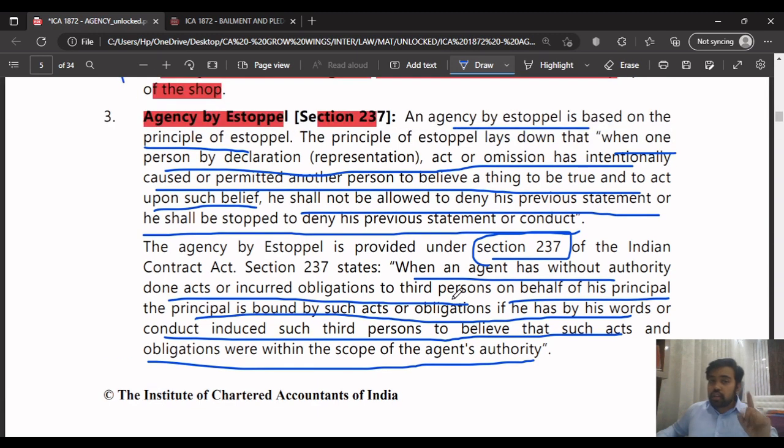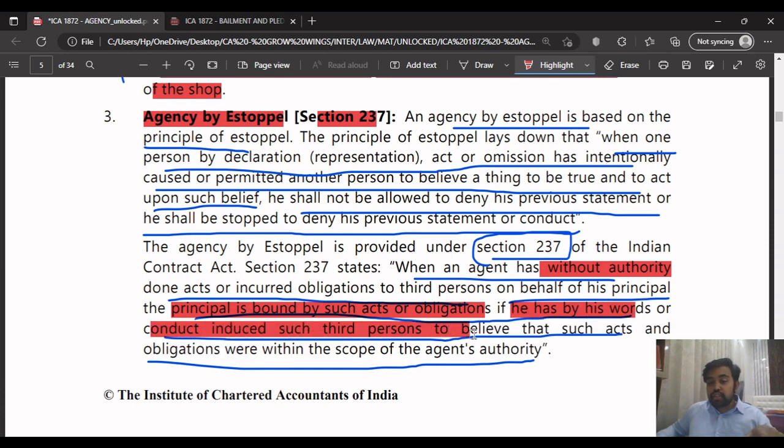A very important part of this sentence is this. What they are telling is the principal is bound by such obligations and acts of the agent who has acted without authority. But the principal will become bound if he has by his words or conduct induced third persons to believe that such acts and obligations were within the scope of the agent's authority. That means if the principal ratifies later on the agent's act, the person is not yet an agent, assume he is a stranger, but he acts on behalf of a certain principal. But later on the principal ratifies the acts of the agent, then he will become bound by such acts and obligations. That's what they are telling here.